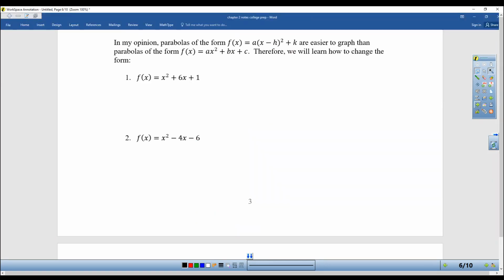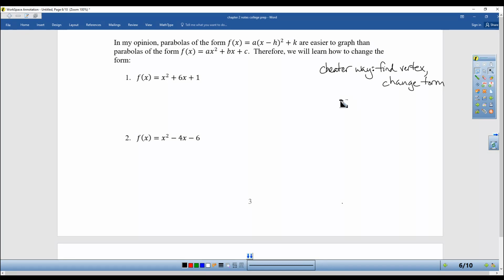So in my opinion, parabolas of the form f of x is equal to a times x minus h squared plus k, vertex form by every other book, are easier to graph than parabolas in standard form. So we're going to learn how to change them. Now, I'm going to tell you right now that I taught this for 10 years before some kid said, "Can I just do it this way?" And that kid was so right. So there is a little bit of a cheater way to do it. The cheater way, and I'm fine with this, is to find the vertex and then change the form, literally.